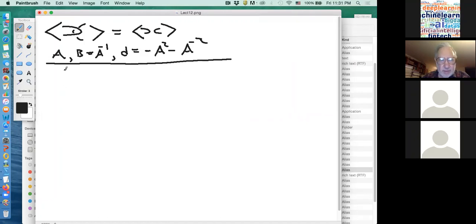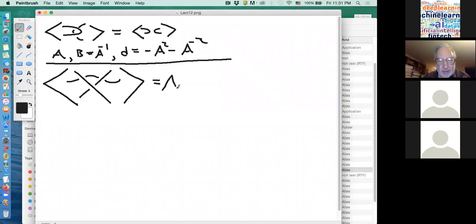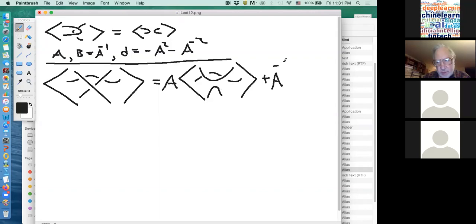Now, what about the third Reidemeister move? Some luck. Really, some luck. You see, according to our methods, we can expand on that crossing. And then we get A times, moving it this way, plus A inverse. I'm smoothing it the other way.